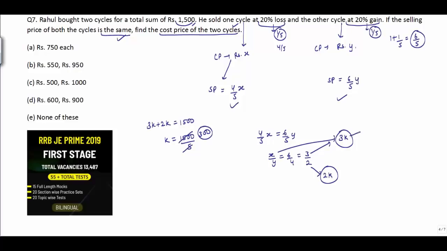Cost price of one of the cycles is 3K, which is 900. And that of the other is 600 rupees. So 900 and 600 are the cost prices of these two cycles. In the option D, we have been given 600 and 900, hence this is the correct choice.